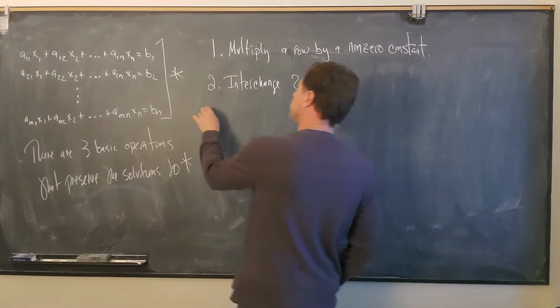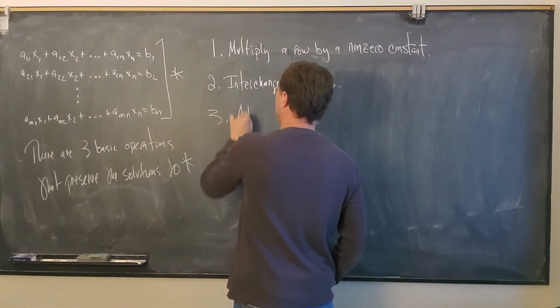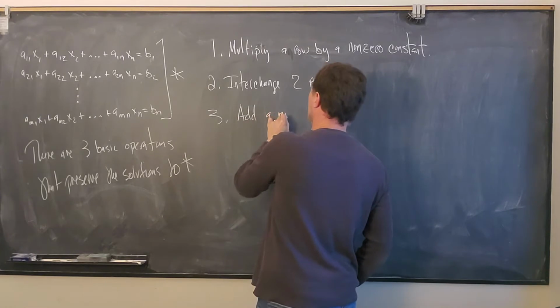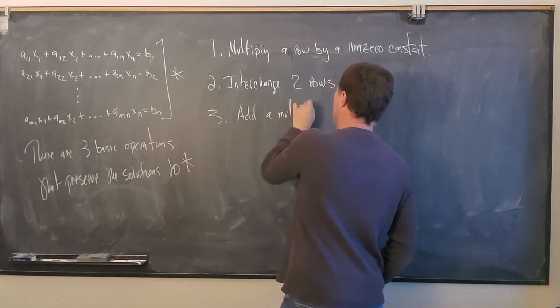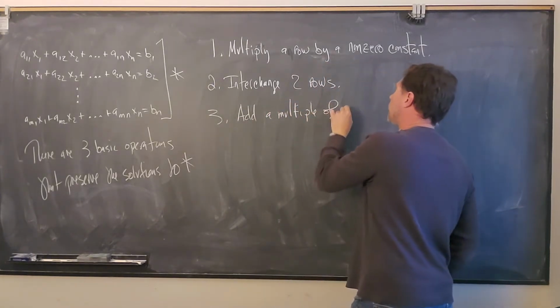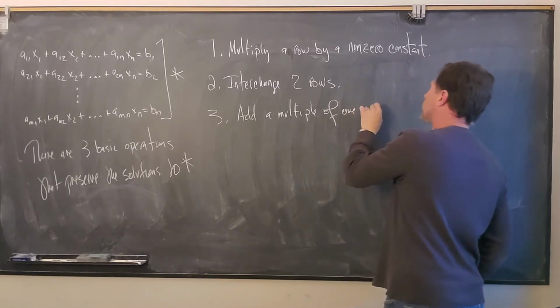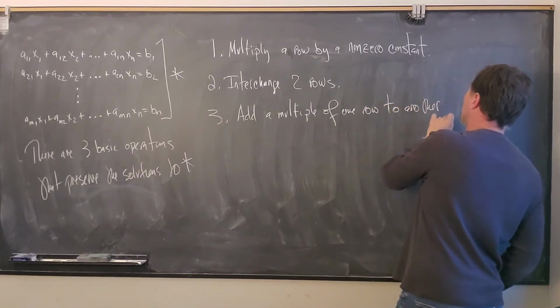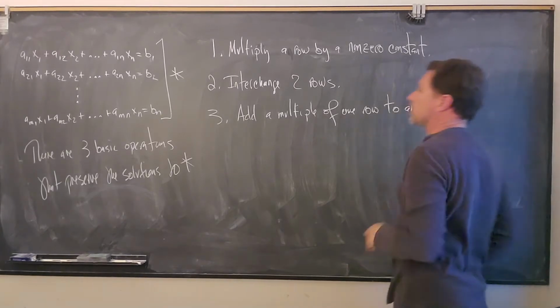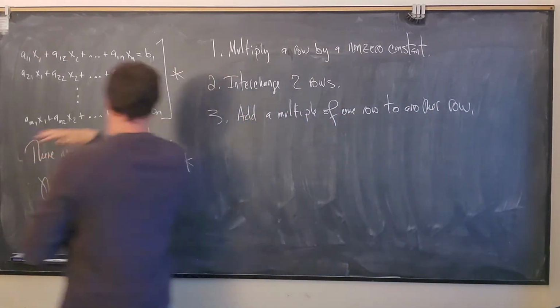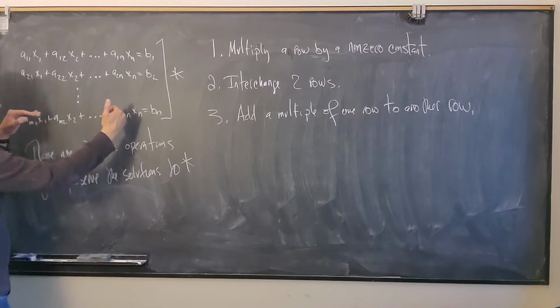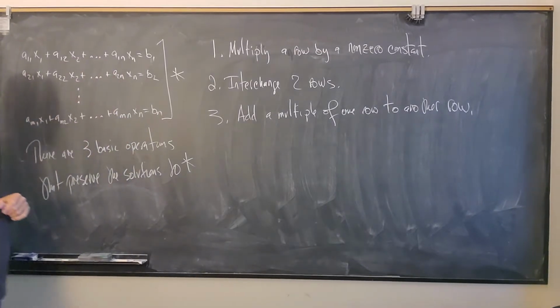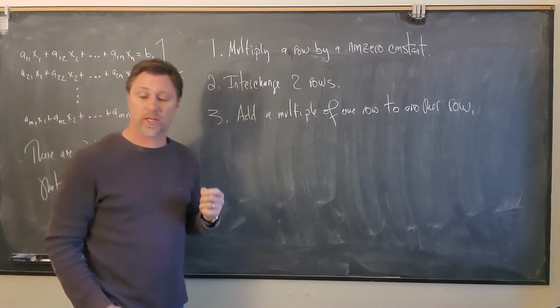The third one, add a multiple of one row to another row. If you take one row, multiply it by some constant, and then take the result and add that to another row, that also will not change the nature of the system.